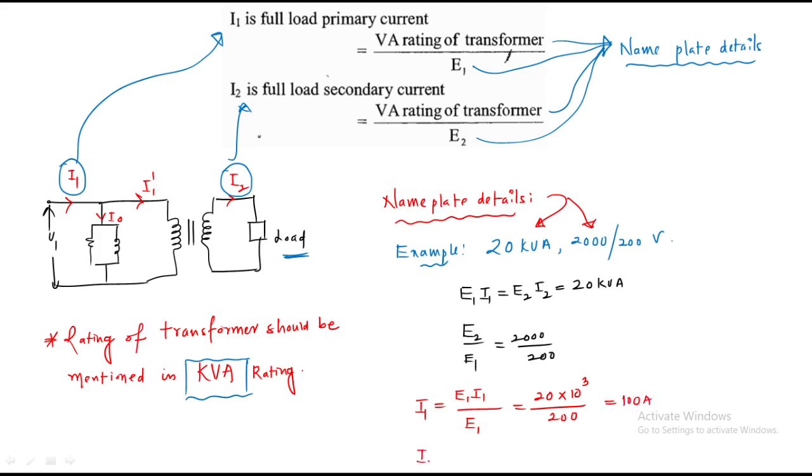Like that, what is the value of I2? I2 equals the rating divided by E2, that is 20 into 10 cube divided by 2000, which is 10 amperes of current. So like that, you have to calculate the full load primary current I1 and full load secondary current I2. These I1, I2 rated values are not mentioned on the nameplate details; we have to calculate them.